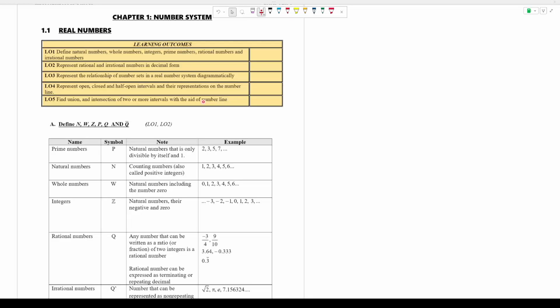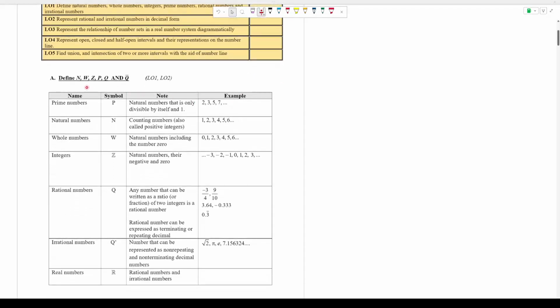Right. So basically, in 1.1, what you are going to learn is the definition of these types of numbers. Okay, as you can see here. You're going to have to know what rational and irrational numbers are. You're going to have to know how to represent number sets. All right, what open, close, and half open intervals are, and lastly, what union or intersection are. Okay, and you have to know how to use them using a number line lah. Right. So firstly, we define what these numbers are.